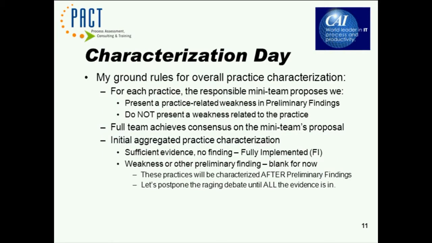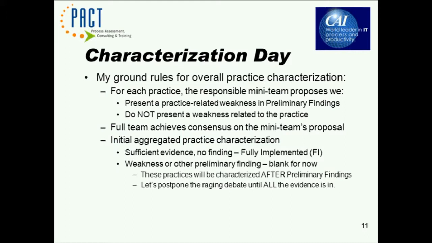So I have some ground rules for this particular day of the appraisal process. All I want to know is for each practice, I want the mini team to make 1 of 2 proposals. We're either going to present a weakness in the preliminary findings, or we're not going to present a weakness in the preliminary findings. That's the basic question being posed to the mini team responsible for this series of practices. The full team is then going to evaluate what the mini team has proposed. Either we're going to present a weakness or not, and they're going to either agree with it or they're not going to agree with it, and then the appropriate discussion will ensue.